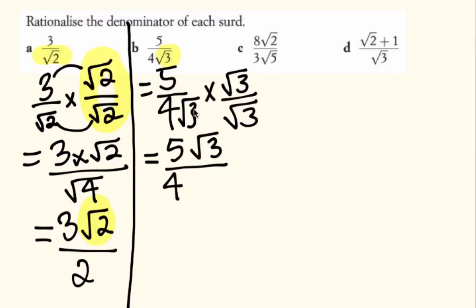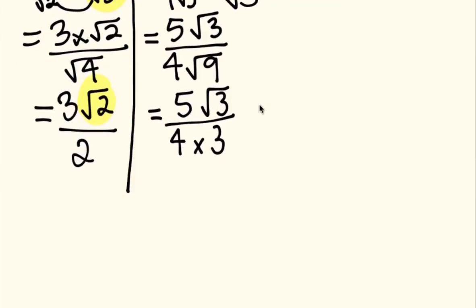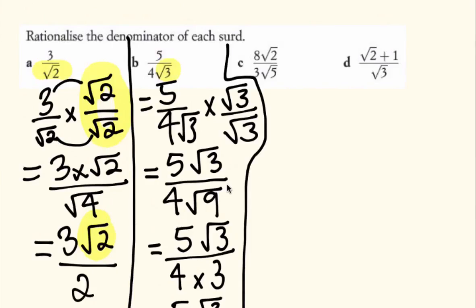Now, root 3 times root 3, root 9. So we have 5 square root 3 all over 4 times 3. And then 5 root 3 all over 12. And once again, this cannot be simplified. The root 3 does not cancel out with a 3 as a factor of 12 because it is a surd.